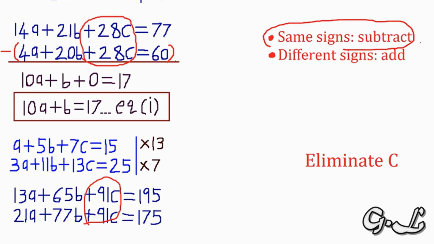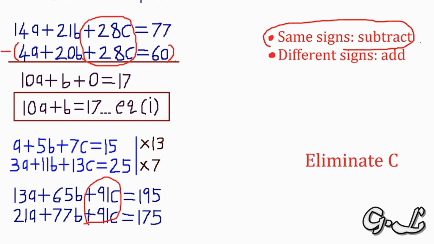And we earlier said that if we have the same signs, we need to subtract. Remember, we have positive 91c and we also have positive 91c. So we have to subtract those. We have to subtract these two equations. That's what we're supposed to do.